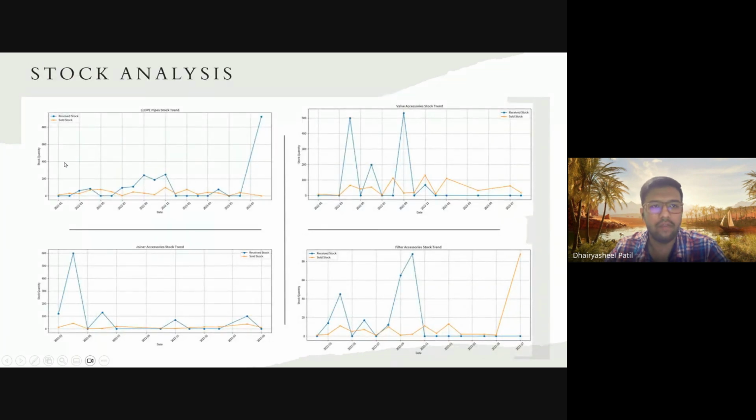Here we did the stock analysis. In the yellow is the sold stock, and in the blue we have received stock. Most of the time, as you can see, there was quite a bit of variability in the received stock, but not much variability in the sold stock. So this suggests that there was a lot of inventory in the warehouse.